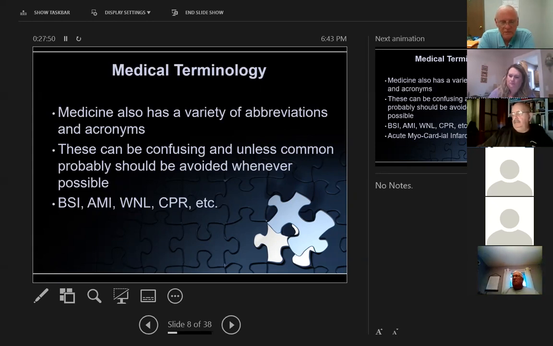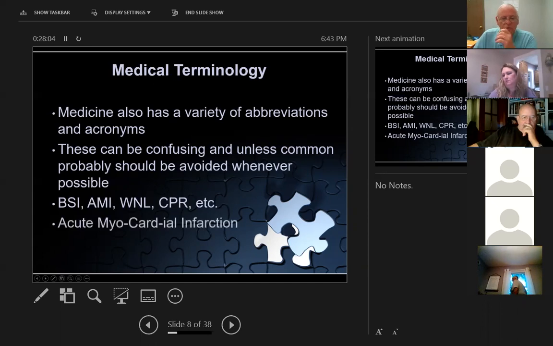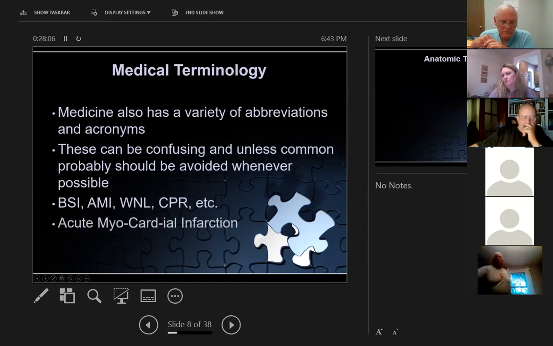Obviously, everybody knows what CPR is, cardiopulmonary resuscitation. And so there's a lot of other acronyms and abbreviations that are common. I included AMI here because this is pretty common, though you may not know it yet. Oh, you may know MI. But it stands for acute myocardial infarction. So acute, as we mentioned in class on Monday, means sudden onset. Okay, just occurred. Myo is a prefix, which means muscle.